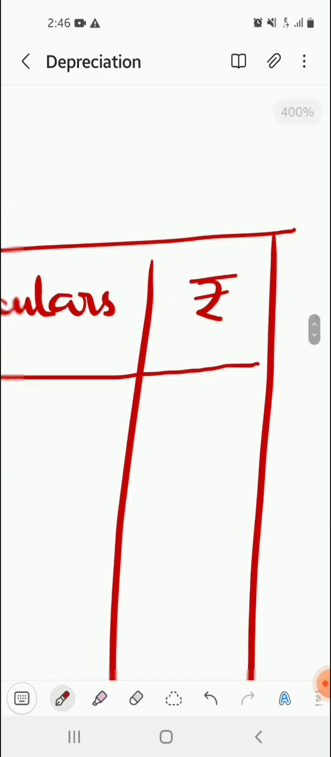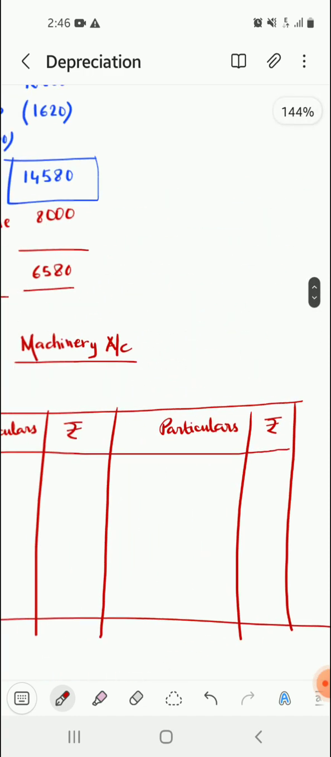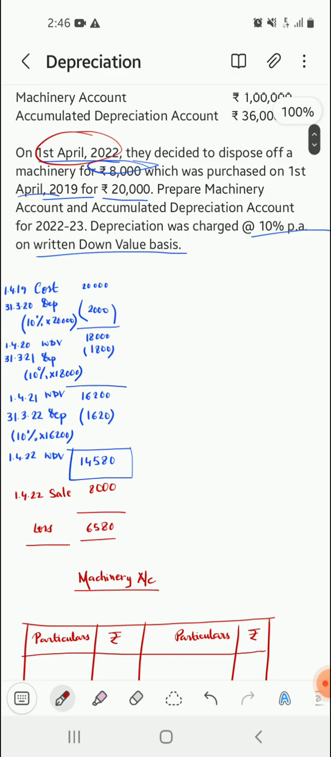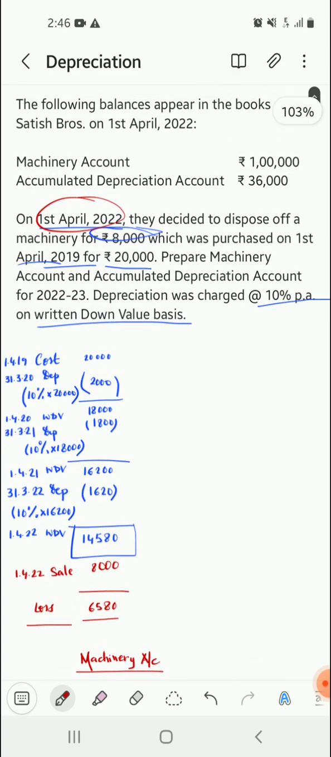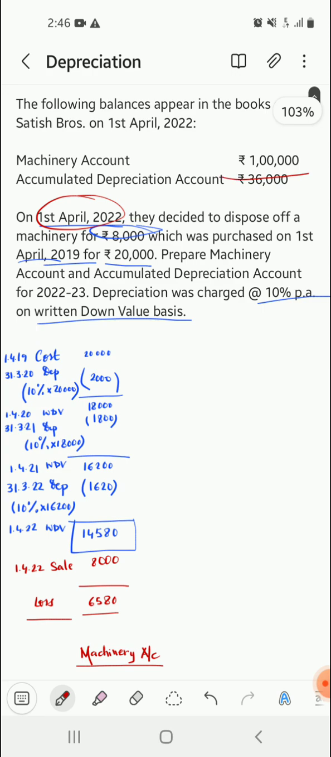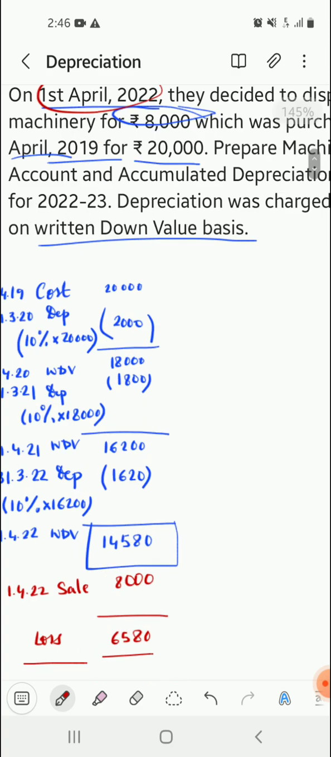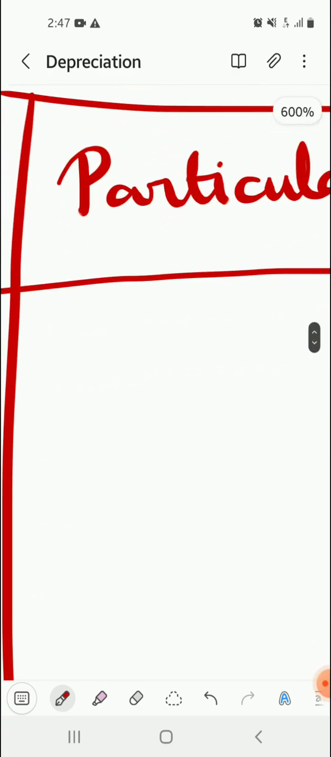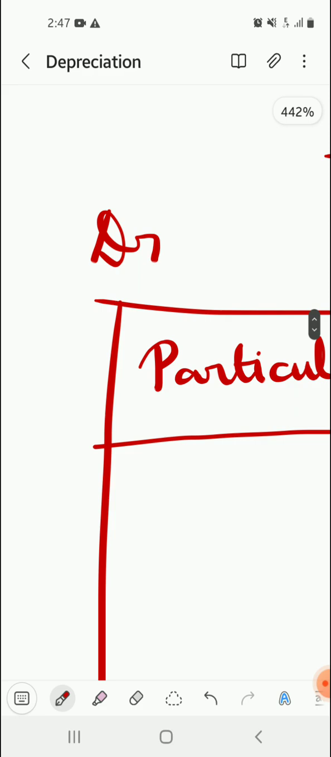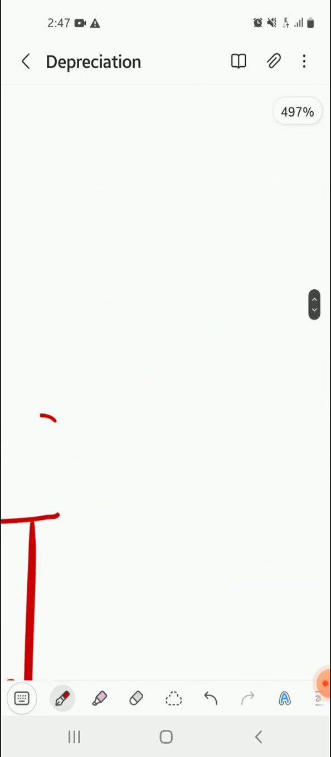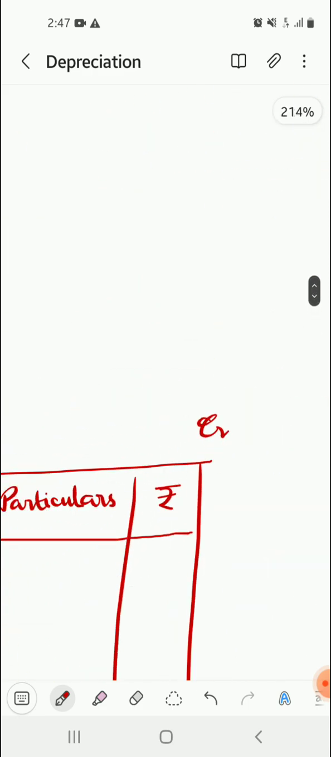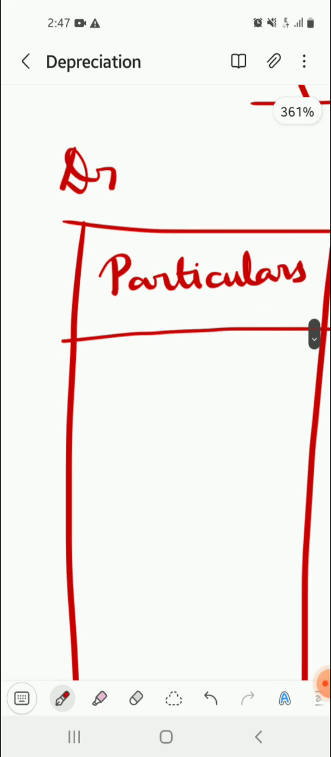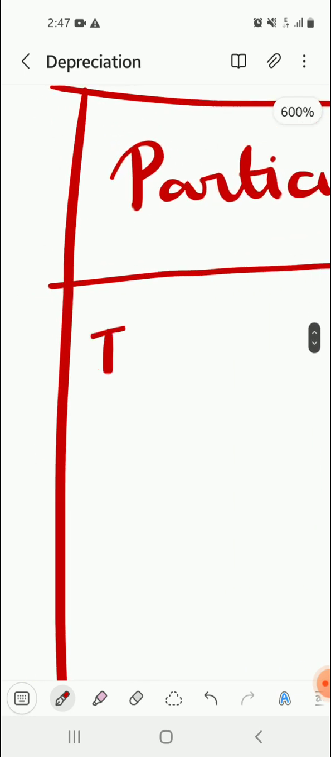Now you can see it was stated in the question that the machinery account had a balance of 1 lakh. So we're going to start with 1 lakh. We know machinery is an asset. Therefore, it's a debit balance. So we're going to begin with a debit balance, that is here. So debit is this side. We know this side is called the debit side and the other side is called the credit side. So because machinery is an asset, that's why we're going to write it here on the debit side.